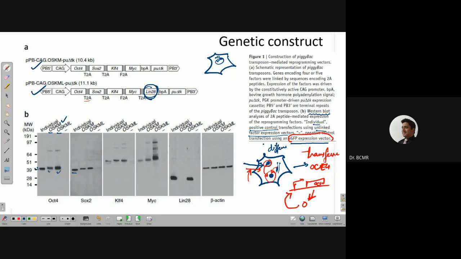The same is the case with SOX2, and you can also see it for KLF4 and for CMYC as well. Also for Lin28. In Lin28, here you do not have a band because it is not included in the vector. It is just OKSM. There is no L. That's why there is no signal in this case.